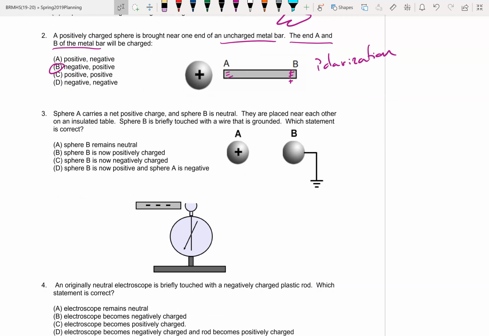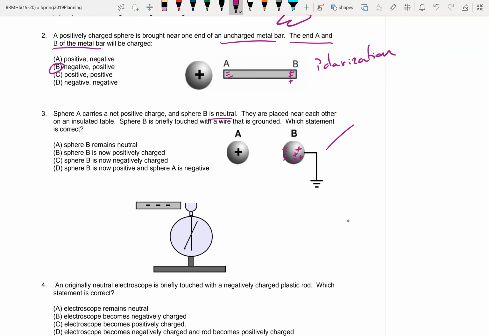A sphere A carries a net positive charge, sphere B is neutral. They're placed near each other on an insulated table, so they don't lose any of their charge to the table. Sphere B is briefly touched with a wire that is grounded. Which statement is correct? Let's think about what's going on between sphere A, which isn't touching sphere B, it's just close to it, and sphere B. If it's neutral to start out with, then it's got a bunch of pluses and minuses, but the minuses are being pulled over to the left side of sphere B because they're attracted to the positively charged sphere A.